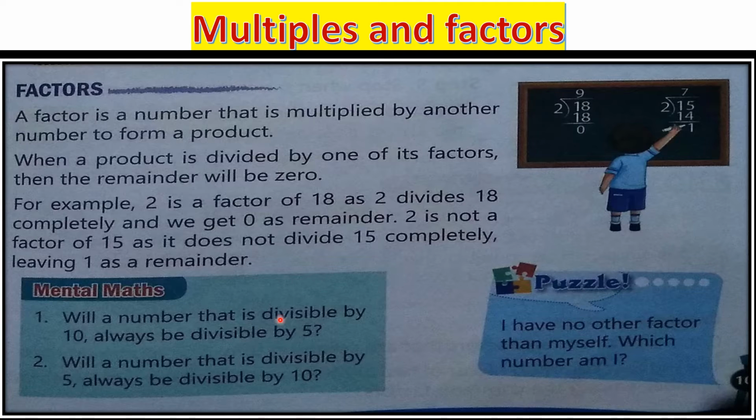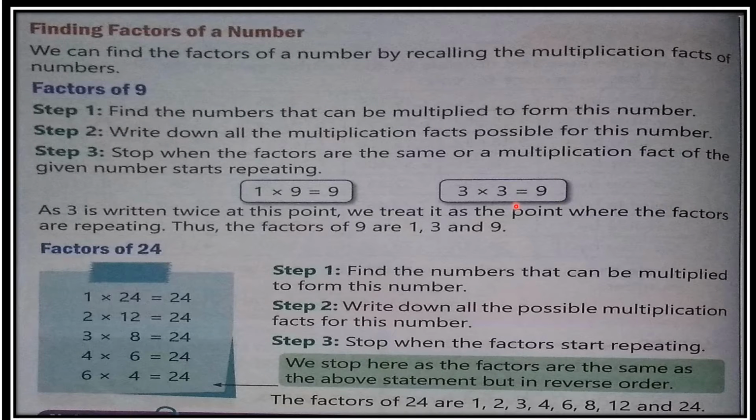Got it, children? Now, it's very important here, so keep it in mind. A factor is a number that is multiplied by another number to form a product. Now let's see the examples. We can find the factors of a number by recalling the multiplication facts, meaning by which numbers we can multiply to get the number in the question.